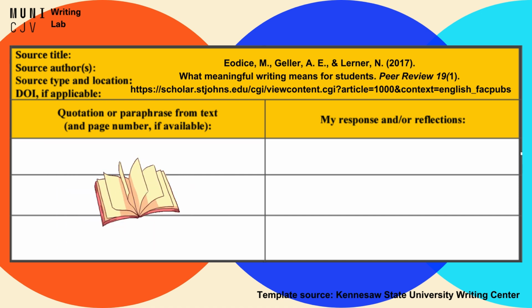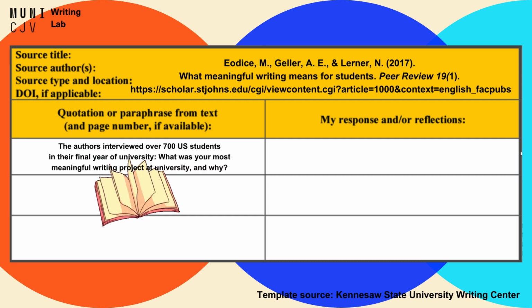Anyway, when you write your actual paper, it's very rare that you'll just write a broad summary of one source. It's much more likely that you'll reference specific details. So again, by recording short paraphrases and quotations from the reading, you're actually getting started with putting together little building blocks of your final paper. So for my source, I'm going to put down what I see as maybe the most important detail. The authors interviewed over 700 US students in their final year of university.